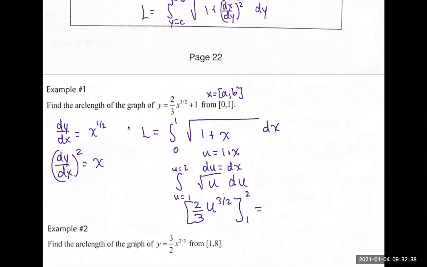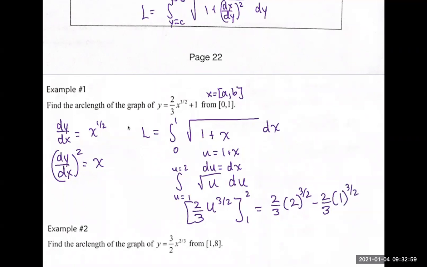So if I plug the 2 in, let's just come up with the expression for this, because otherwise it's not really a nice number that I get, but I get 2 to the 3/2 minus 2/3, or sorry, 1 to the 3/2.